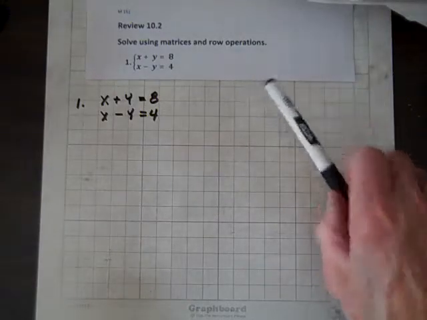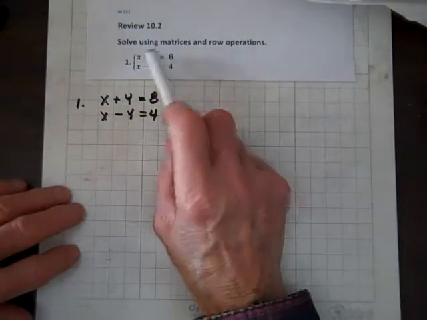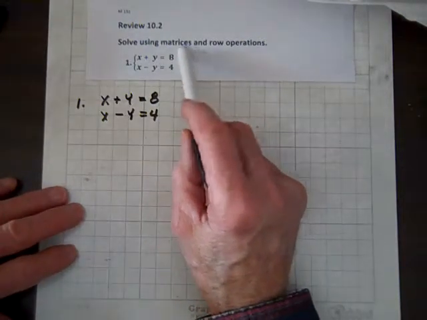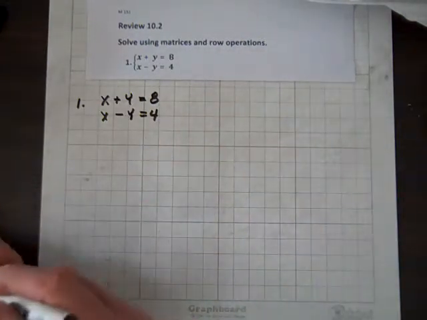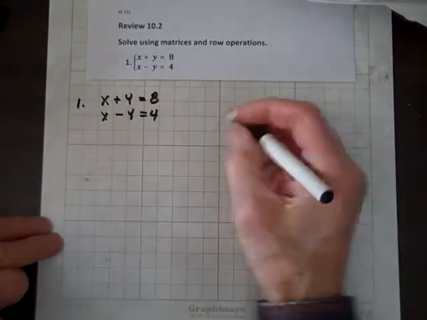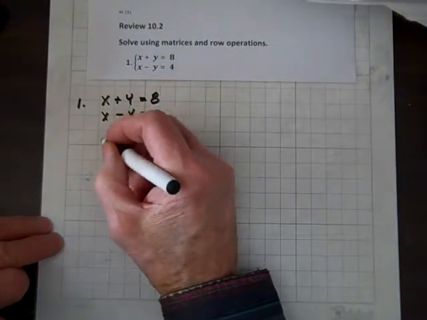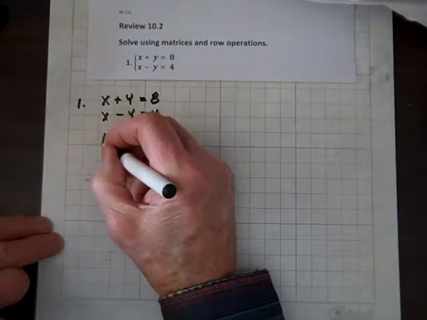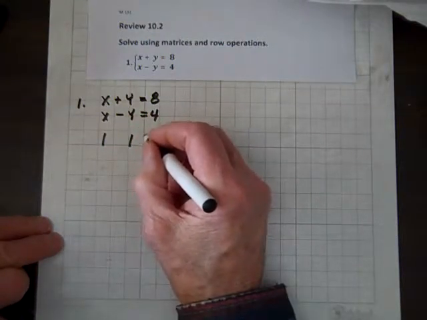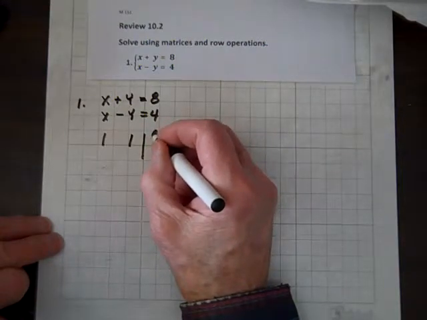Well, now we're doing the review for section 10.2, and we have to solve this system using matrices and row operations. So first of all, let's construct an augmented matrix. Okay, so I replace x, the coefficient on x is 1. The coefficient on y is positive 1, and the result of that sum is 8.